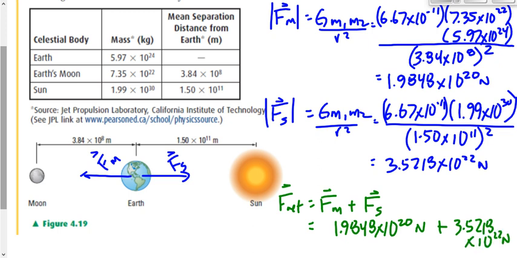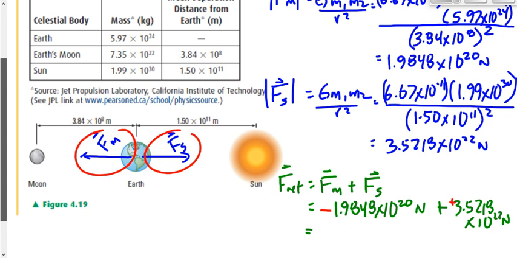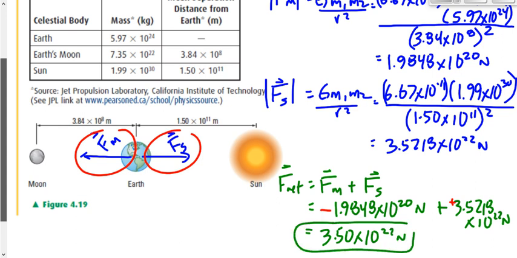But here's where we've got to be careful about signs. Just like in your dynamics unit, and just like earlier on in this unit, once we sub numbers in, we have to recognize that Fm would be negative because it's to the left, and Fs would be positive because it's to the right. We add those up, paying attention to the negative and the positive, and we should get a value of 3.50 times 10 to the 22 newtons. We end up with a positive value of the net force, which means the total force, the combined force, ends up being to the right, which makes sense. The force of the sun on the Earth ends up being bigger than the force of the moon on the Earth.